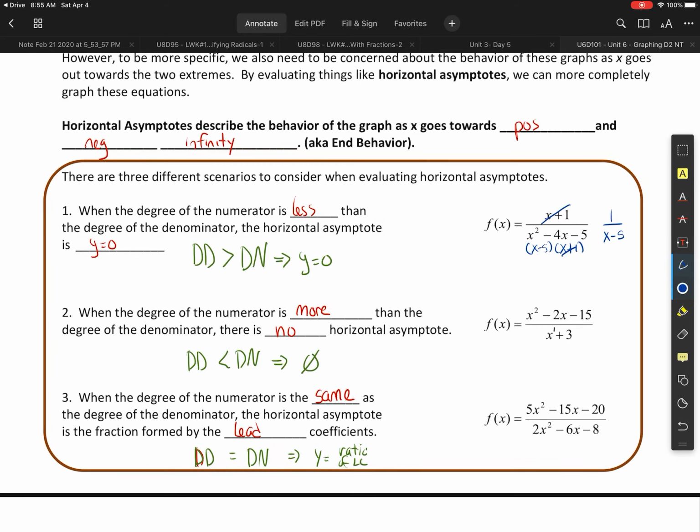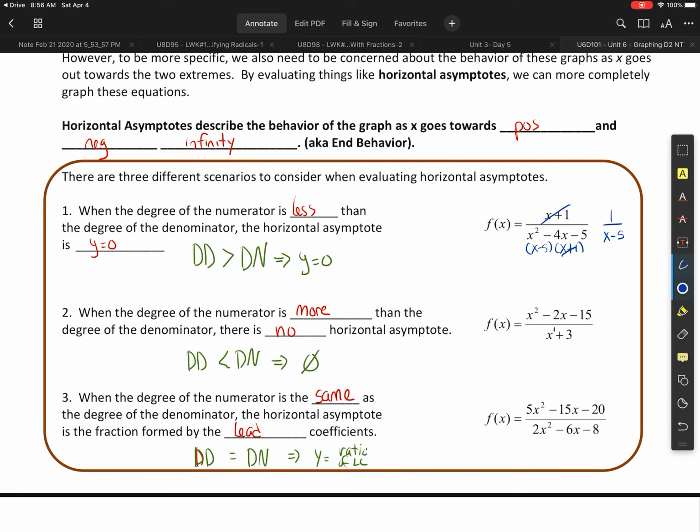So imagine if you plugged in 1,000,000, 1 over 1,000,000 minus 5, 1 divided by a super large number in this situation gives us basically nothing. So the larger x gets, the smaller and smaller y gets as it approaches 0. Right? It's never going to equal 0, but it's going to get really close to 0.